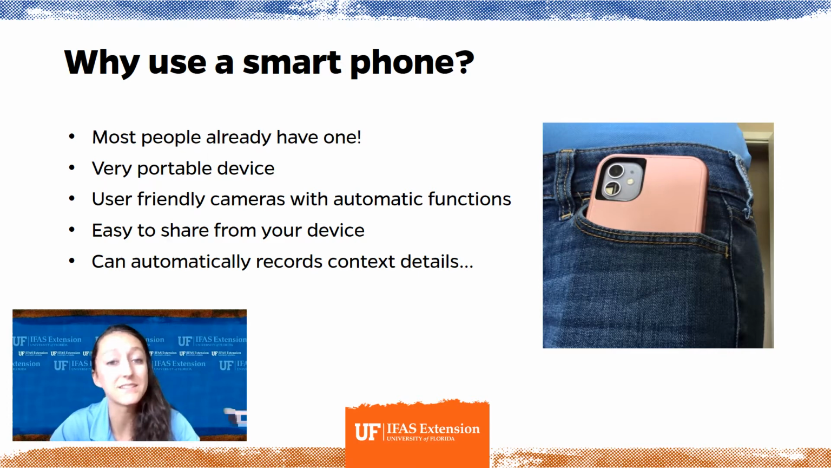Well, the first thing is most people already have a smartphone. And in addition to that, it's really easily portable. You can take it with you. So if you're taking pictures on the go, out in the field, in your house, you'll likely have your cell phone with you. It's also very user-friendly, and the camera often has auto functions that allow you to take better pictures without having to adjust any settings. And even better, you can easily share your photos directly from your device, whether it's by email or submitting to an online diagnostic system. And another cool trick that a lot of people don't realize about their cameras is that it can also automatically record context details for you.